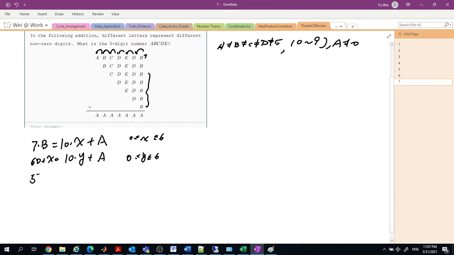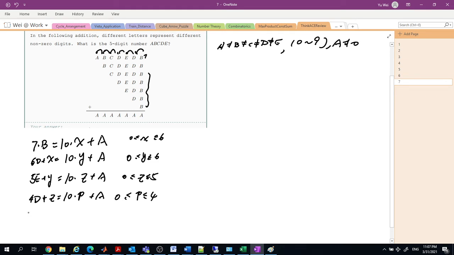Next is 5 times e plus y equals 10 times z plus a. So 5 times 9 is 45, so z should be less than 5 or greater than 0. Okay, right next. So 4 times d plus z equals 10 times p plus a. Okay, so here is the 5 and the 4934, so p is less than or equal to 4 and greater than or equal to 0.